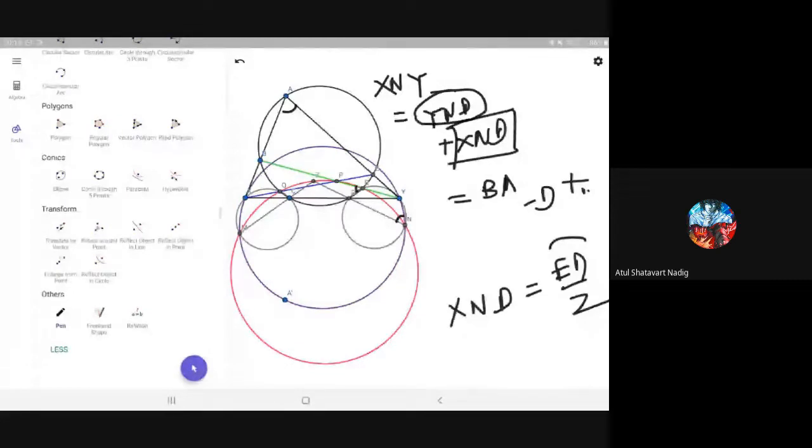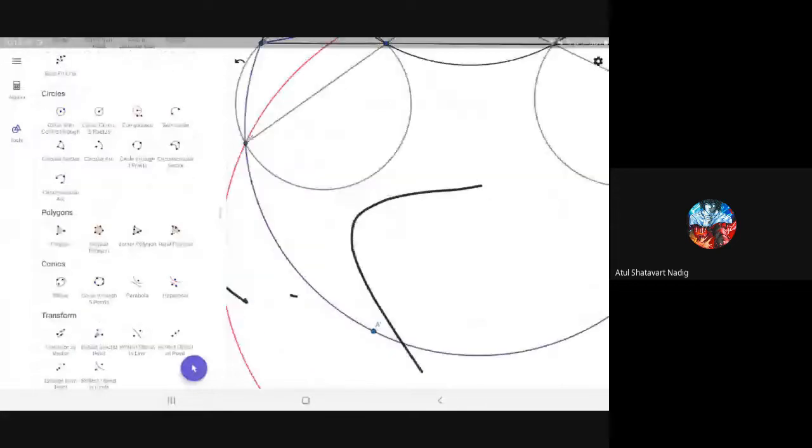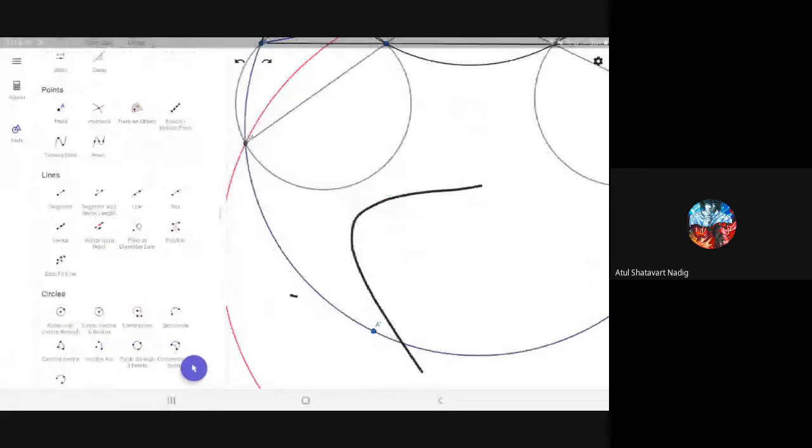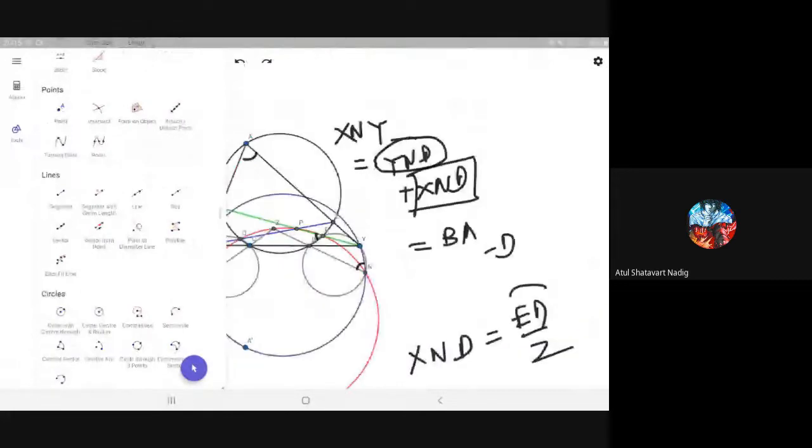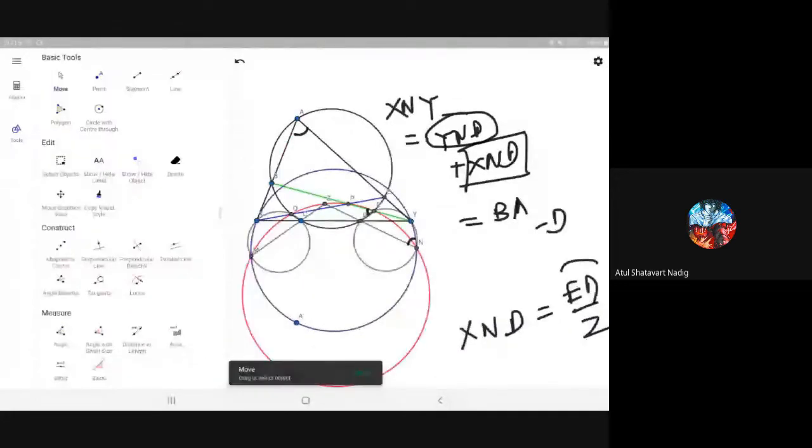For me, I use arc DE as angle EOD, where O is the circumcenter. So arc ED by 2 for me means EAD. Yeah, got it. Okay, now fine.